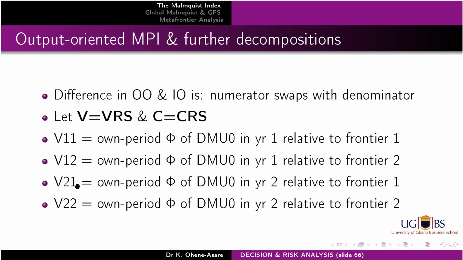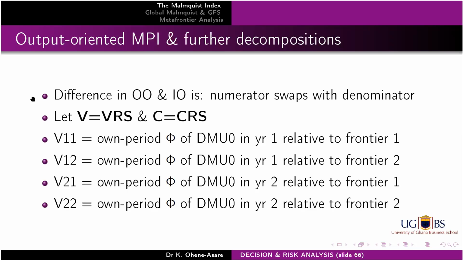V21 is year 2 relative to frontier 1. And V22 is year 2 relative to frontier 2. So the number that comes first is the year of the efficiency score of the DMU, and the second number is the frontier time period. Do you understand? And I hope you do.